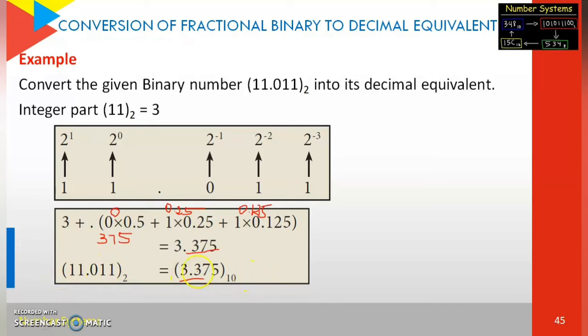Is it clear? How can we convert? You first write the powers of 2 for the binary number, starting from left to right. For the integral part we use positive powers, and for the fractional part we write the powers of 2 in negative numbers. Then we find the weight of these powers, multiply each weight with the corresponding digit, add all these numbers and add to the integral part. We get the result. Now you know how to convert a fractional binary to a decimal number.